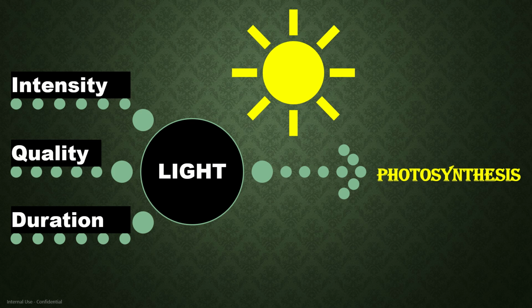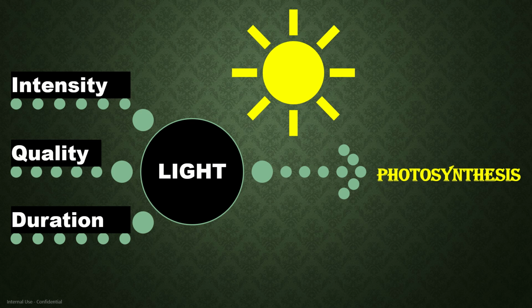What is it? 10 to 12 hours per day. 10 to 12 hours per day is generally favorable for photosynthesis. Fine.